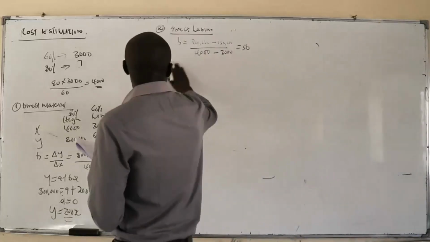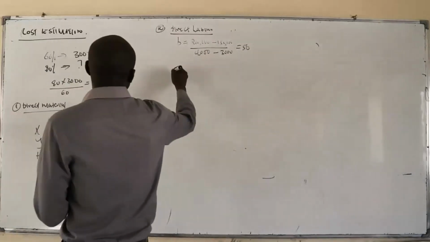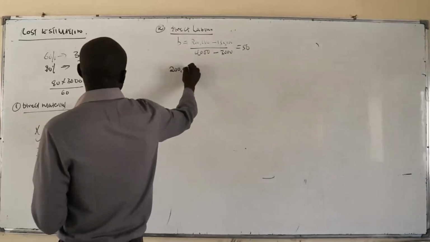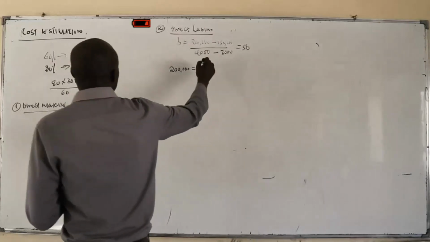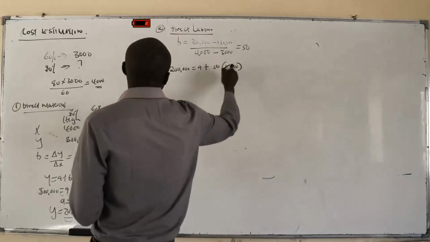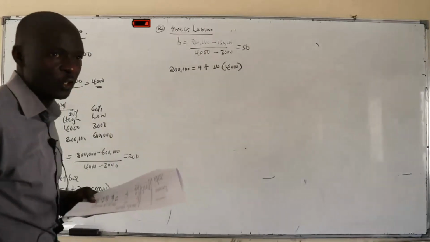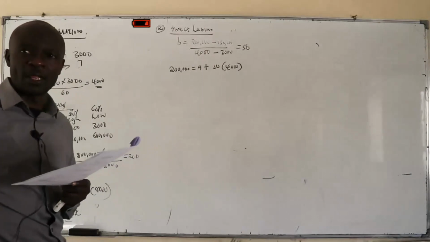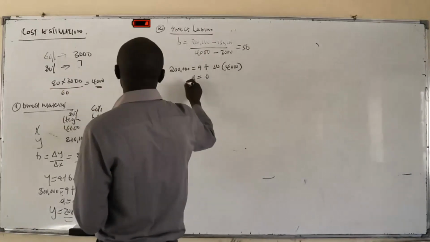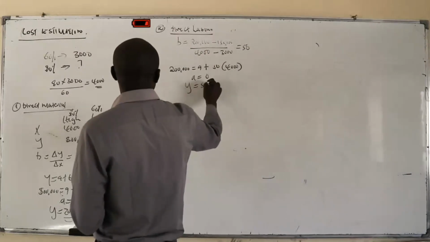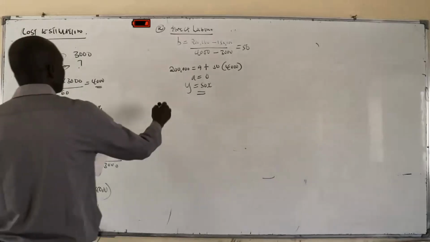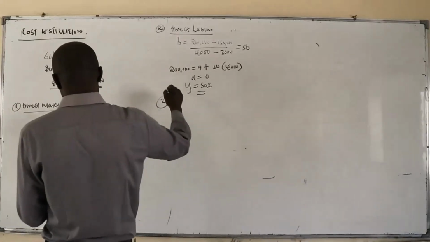For A, we use the highest point. The highest point means we take 200,000, that is the highest Y. 200,000 is equal to A, which we don't have, plus B, which is 50, multiplied by 4,000. So 4,000 times 50 is 200,000, so A is going to be 0. So our equation is Y is equal to 50X. That is direct labor.